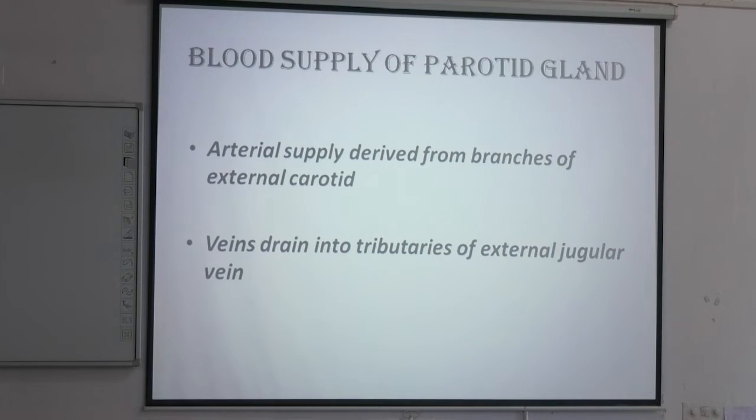Blood supply of the parotid gland. Arterial supply derived from branches of the external carotid artery. Veins drain into the tributaries of the external jugular vein.